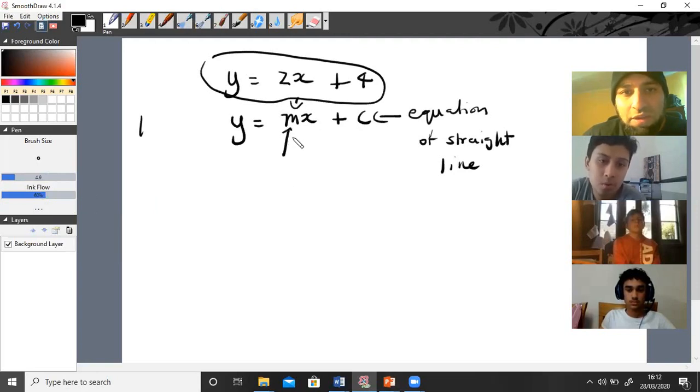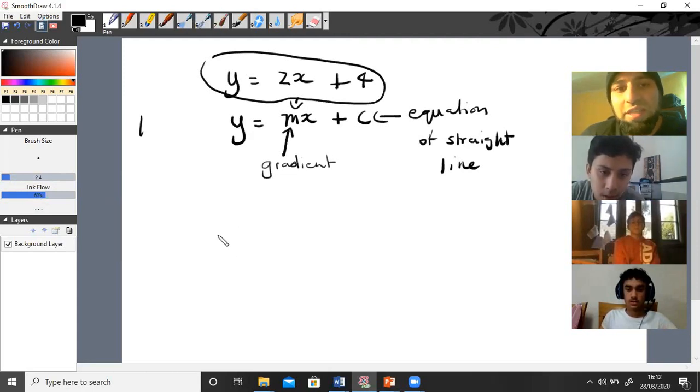What does the m over here mean? What is it referring to? A number. What number? The gradient. Yeah? And what do we mean when we say gradient? How steep your line is. The angle of the line. Yes, exactly, angle of the line.